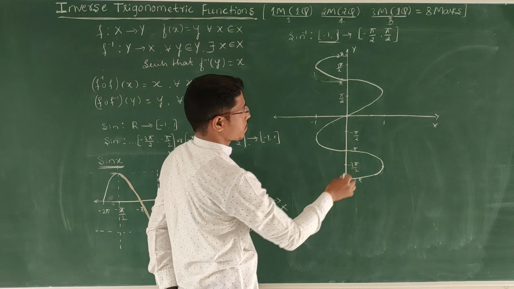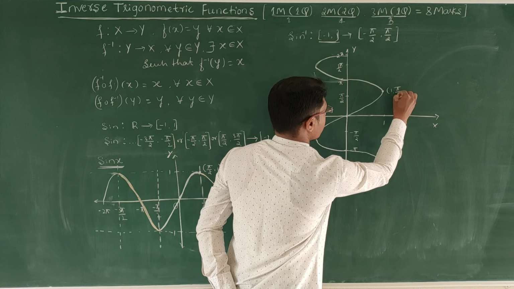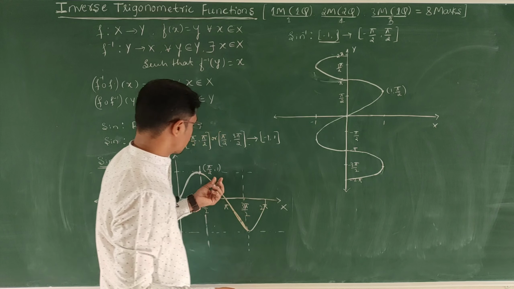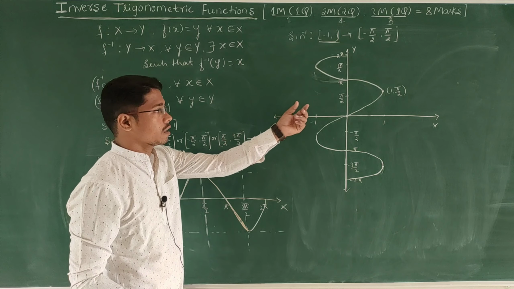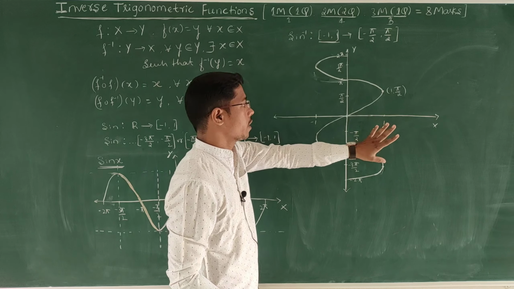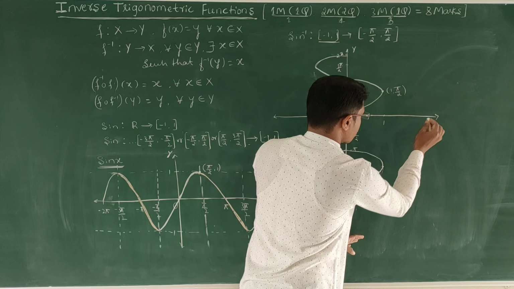So see here, this point is 1 comma pi by 2. This is the ordered pair pi by 2 comma 1. In the reverse, if I take the inverse, it will become 1 comma pi by 2. This is the graph of the sine inverse function.